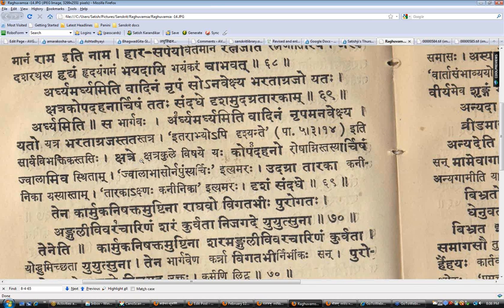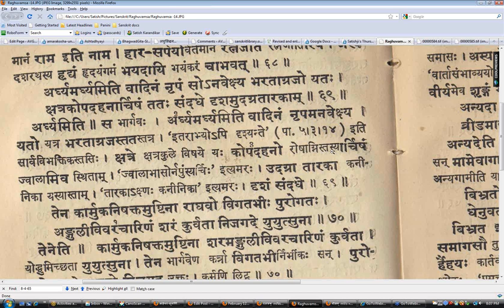Now, Kshatriya also stands for one Kshatriya. But like you say in English, man is a cruel animal, right? So man doesn't mean one man. It means the human race. Same thing, Kshatriya equals Kshatra Kule. Vishaye Kopadhanaha. So this was the Karmadharaya, and then we have Saptami Tatpurusha.